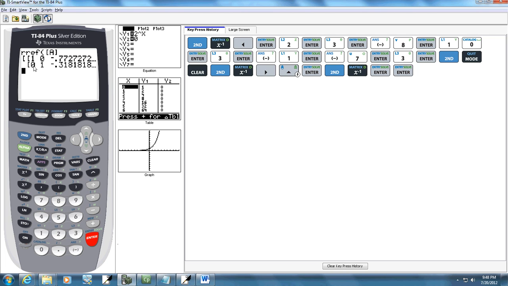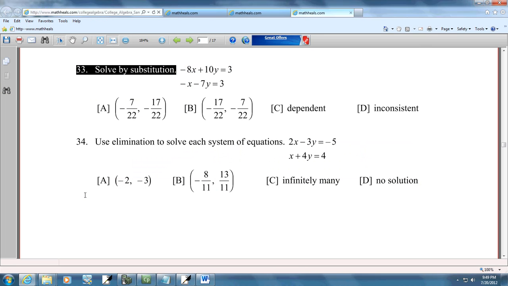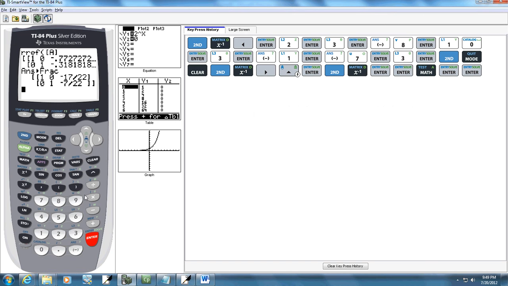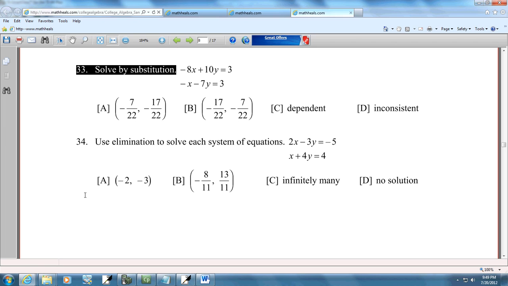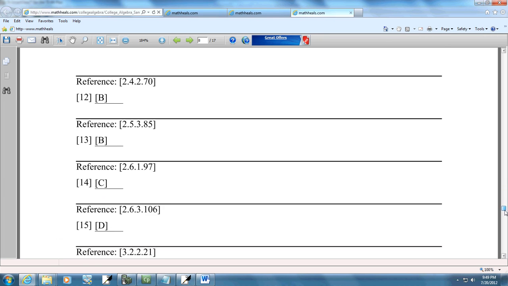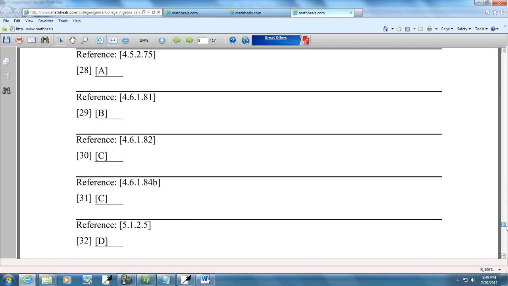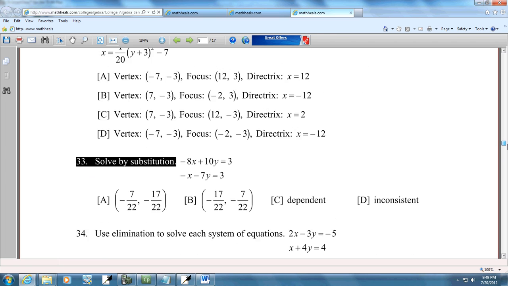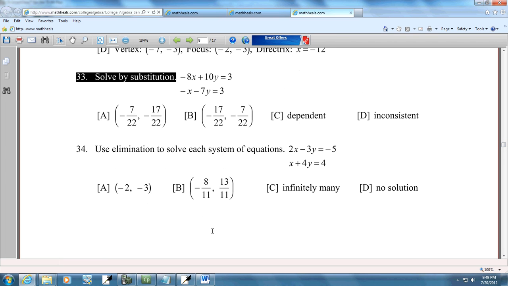Now, we got 2 equations, 2 variables. So we look at the first 2 by 2 matrix. And if we see a diagonal of 1s with 0 elsewhere, that means it worked. Now we got decimals. We don't want decimals, but you can always change decimals to fractions by doing math, enter, enter. And our answers are negative 17 over 22 and negative 7 over 22. So B would be your answer, 33B. And that checks.